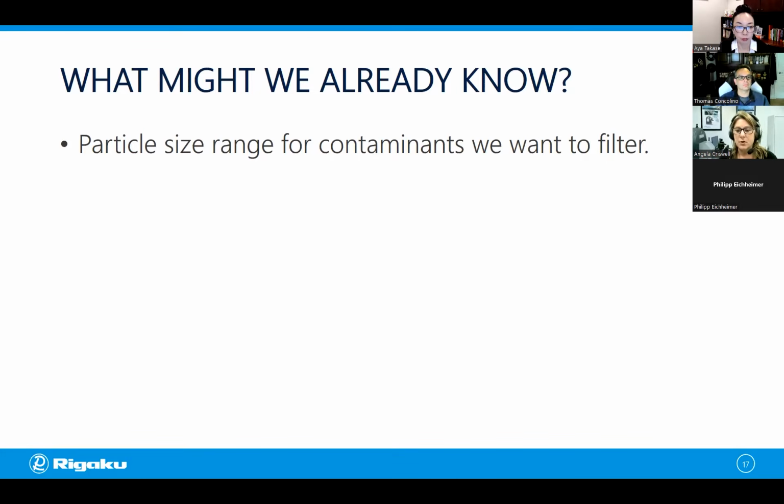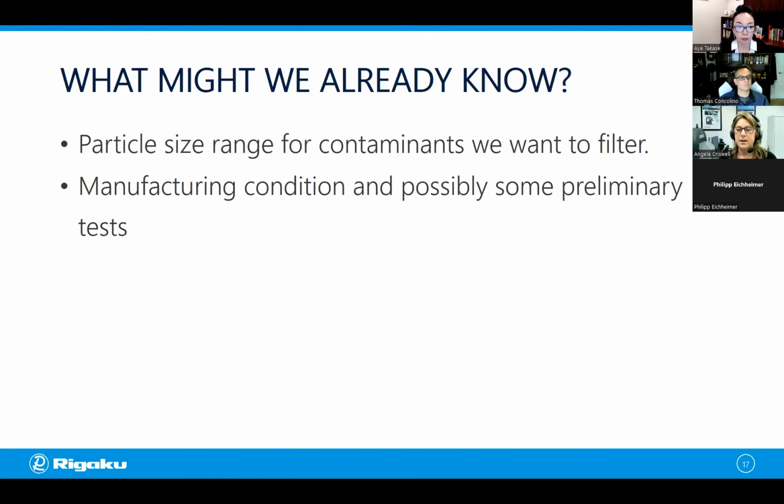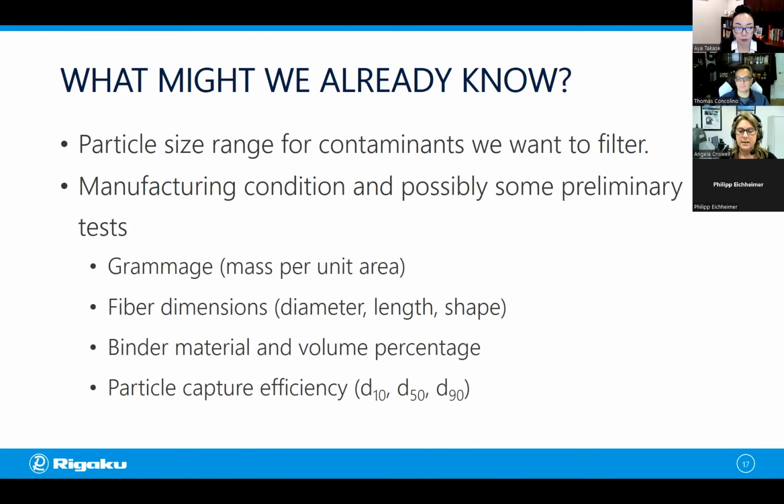We may also have already manufactured a prototype or have a sample from another research lab or a company. And it's likely that we know some characteristics of that filter in particular, or may have done some preliminary tests on the media to see its applicability for what we want to apply it to. So things that we might know by doing that process is we should know grammage. So that's the mass per unit area of the fiber media.